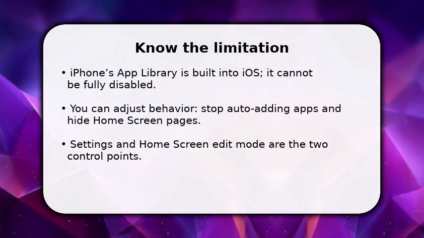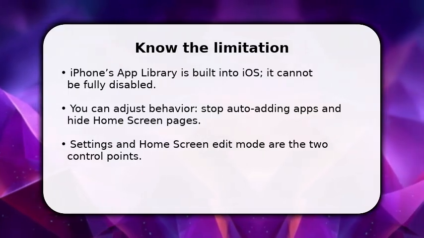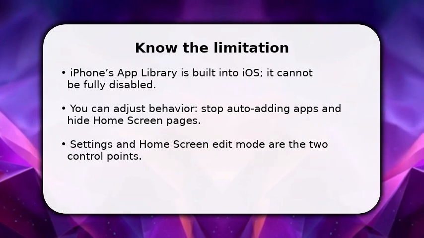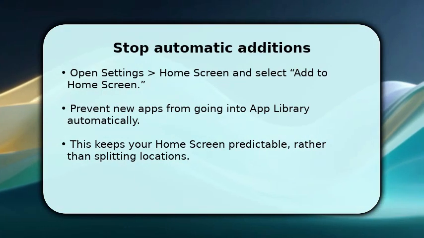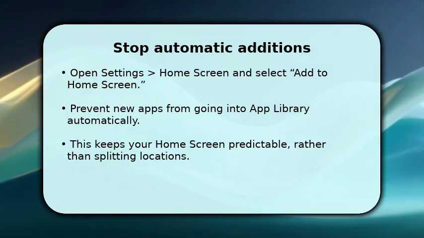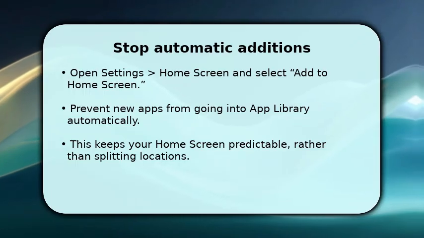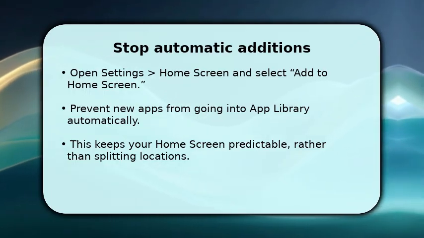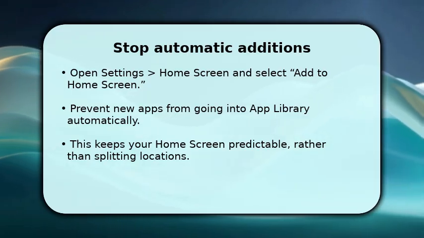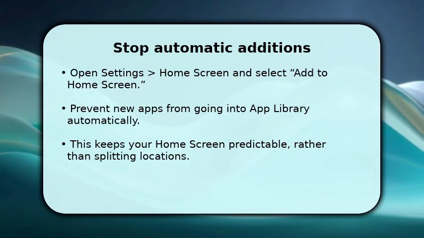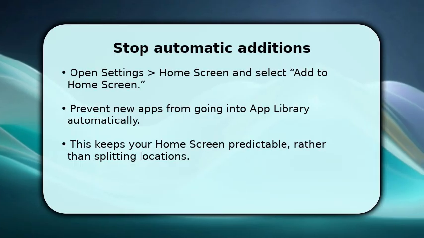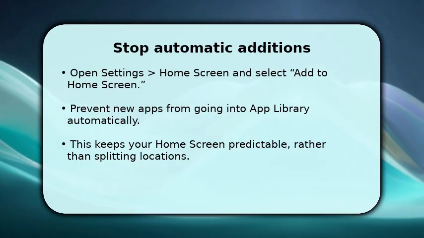Doing these steps reduces reliance on the app library, which is why we start here, rather than hunting for a non-existent toggle. Now change the default for new installs so apps don't bypass your home screen and land only in the app library. Navigate to Settings, tap Home Screen, then choose Add to Home Screen. Once done, new apps will appear on your pages and not just in the app library, which simplifies access and reduces unfamiliar behavior. Make sure to confirm the option.